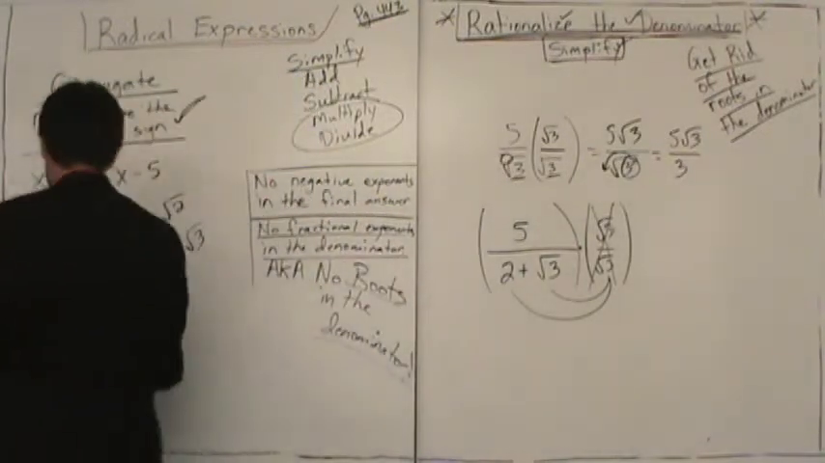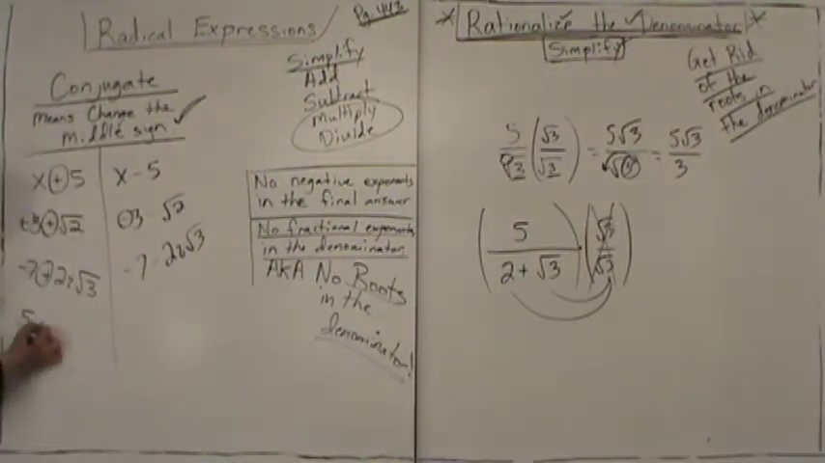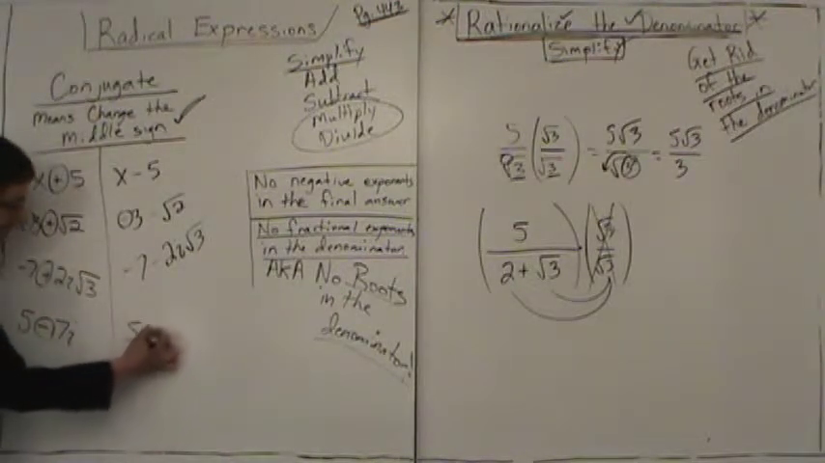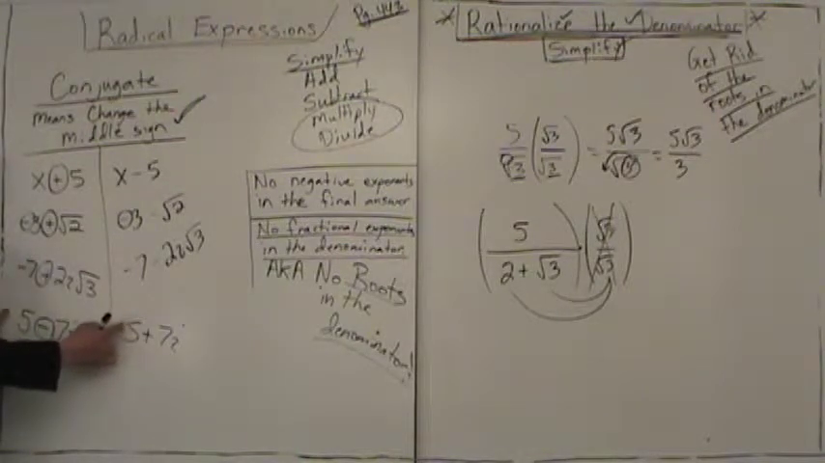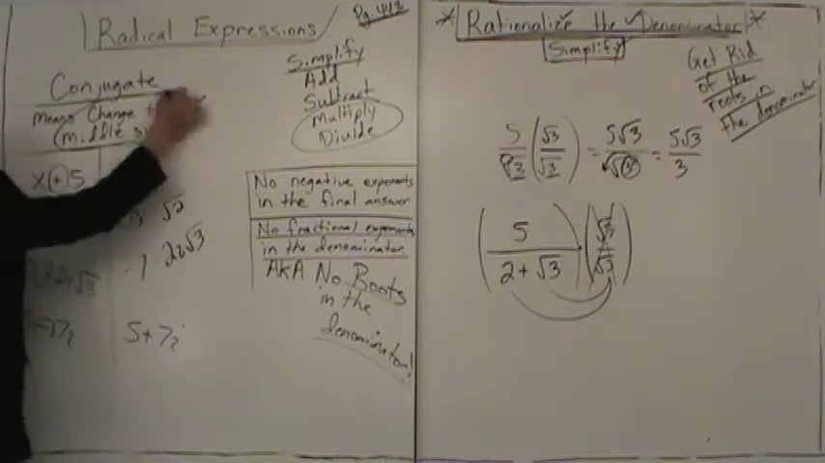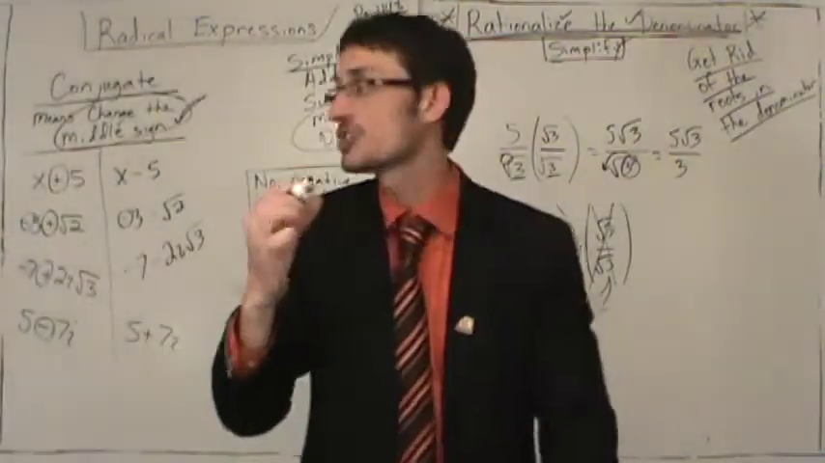And lastly, if I give you this example, 5 minus 7i, okay, what would be the conjugate of 5 minus 7i? We change which sign? The middle sign, it would be 5 plus 7i. Notice, did the 5 change? No, we did not change the front sign, we just changed the middle sign. So what does conjugate mean? Right now, conjugate means change middle sign.